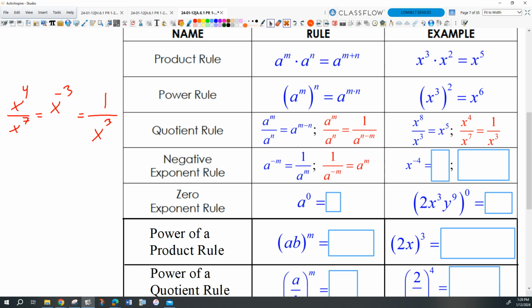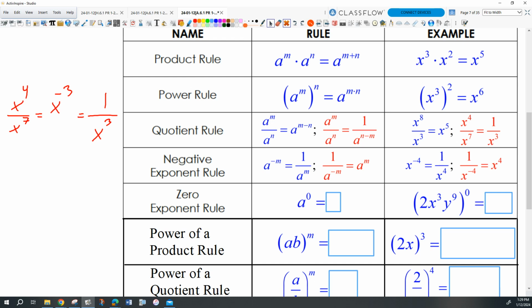So the rule can become this. Anytime you have a negative exponent, you always push it to the other part of the fraction where it's going to become positive. So if it starts off negative on the top, it's positive on the bottom. If it starts off negative on the bottom, it becomes positive on the top. Okay. So x to the negative 4 is 1 over x to the 4th. Good. 1 over x to the negative 4 is x to the 4th.